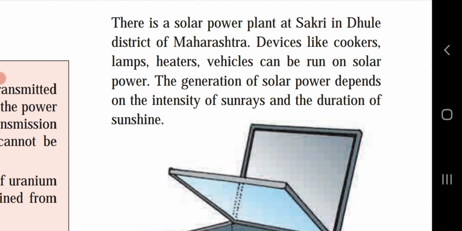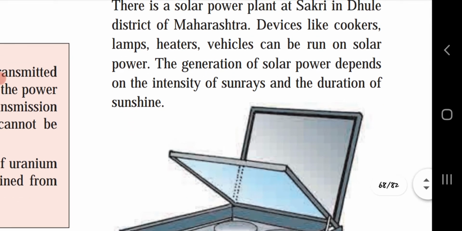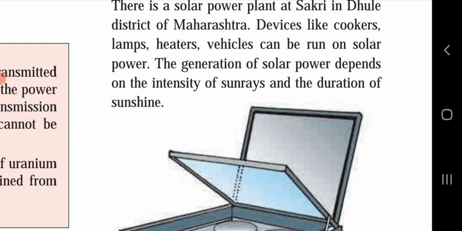There is a solar power plant at Sakri in Dhule district of Maharashtra. Devices like cookers, lamps, heaters, vehicles can be run on solar power. The generation of solar power depends on the intensity of sun rays and the duration of sunshine. So, how much the sun rays are there and what type of sunshine is there.